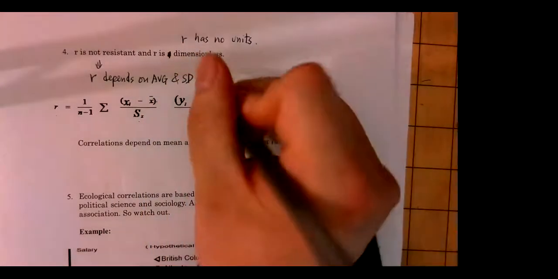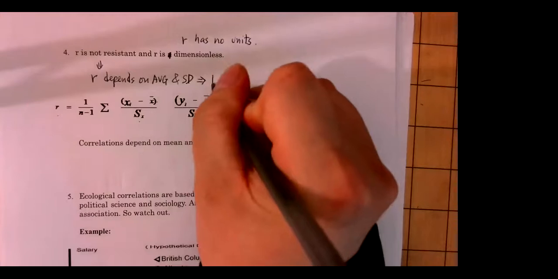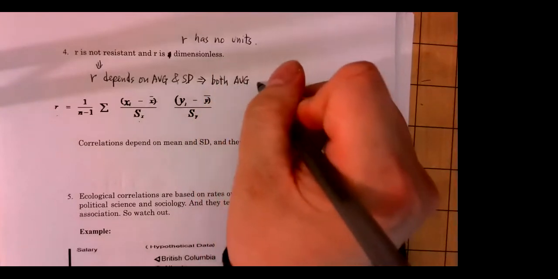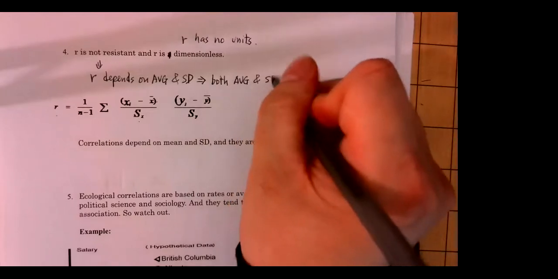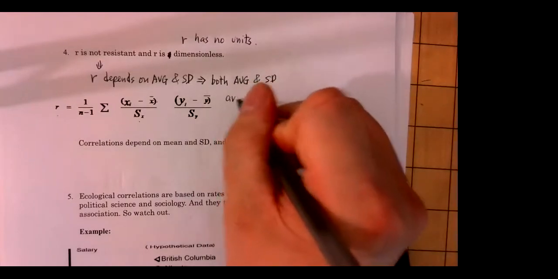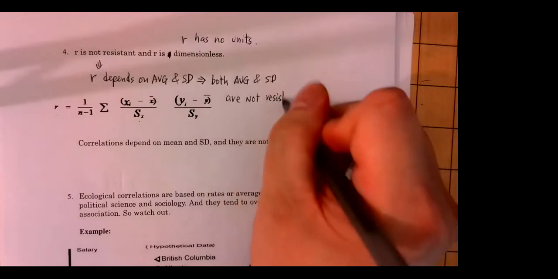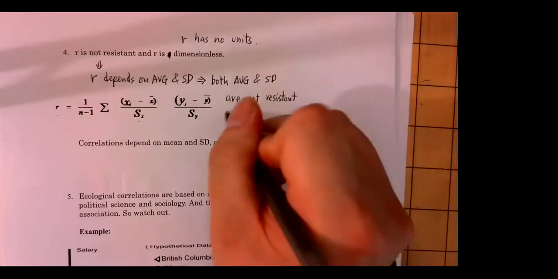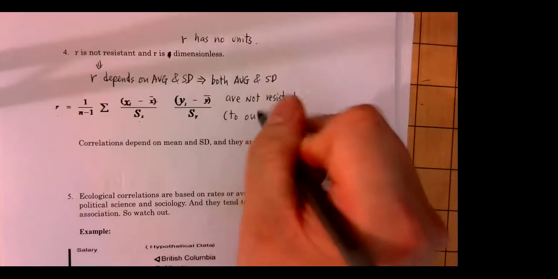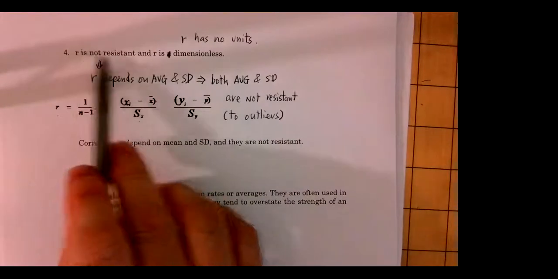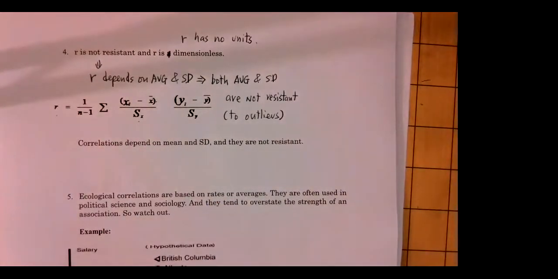And we know both average and what? Standard deviation are not resistant to what? To outliers, okay? So that means R cannot be resistant. It's a very simple idea, okay?